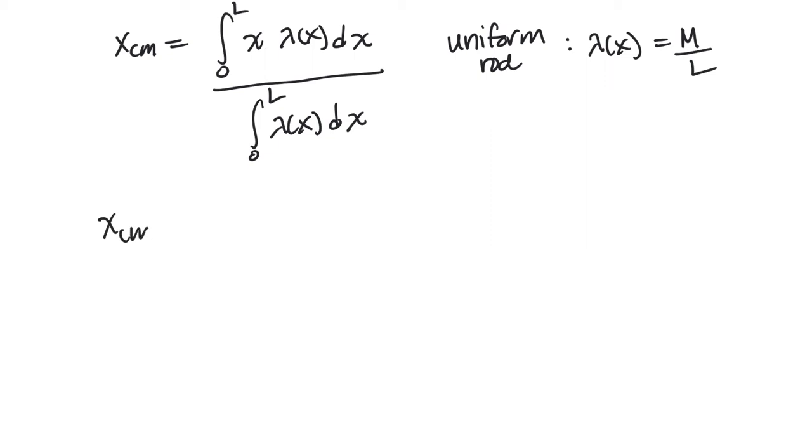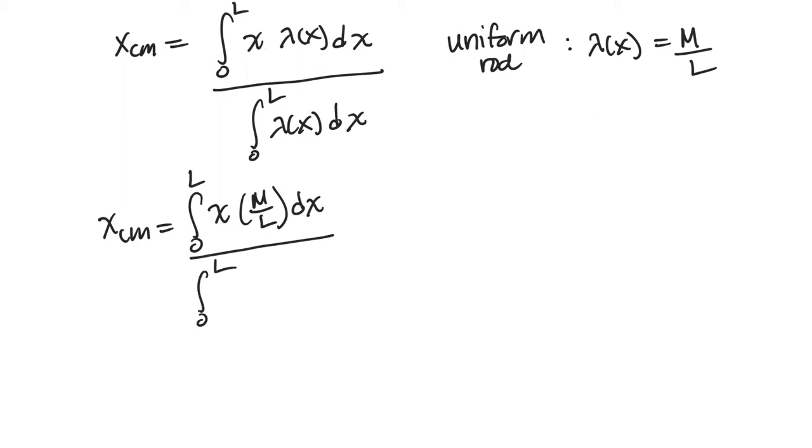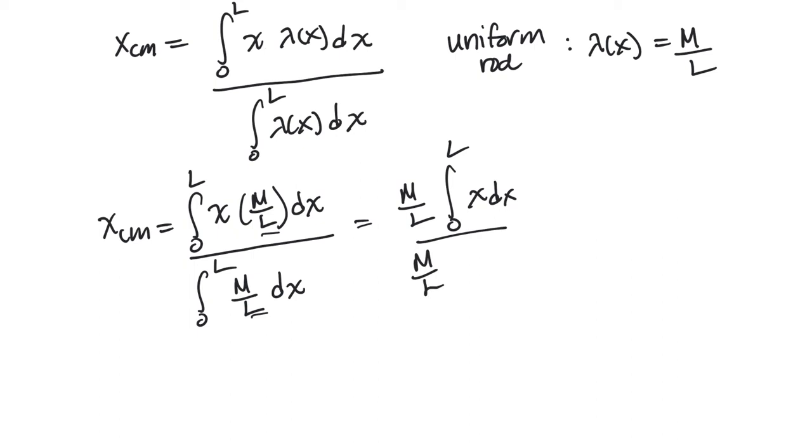We get XCM equals the integral from 0 to L of x times lambda of x, which is m over L, just a constant, times dx, divided by the integral from 0 to L of lambda of x dx, so m over L dx. And when you have a constant in an integral, you can just pull the constant out like you do for a derivative. So we have the integral from 0 to L of x dx divided by m over L, integral from 0 to L of just dx.